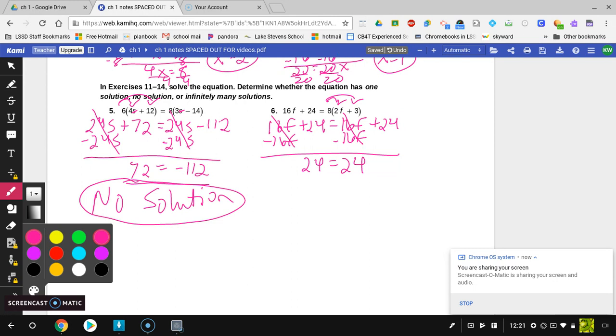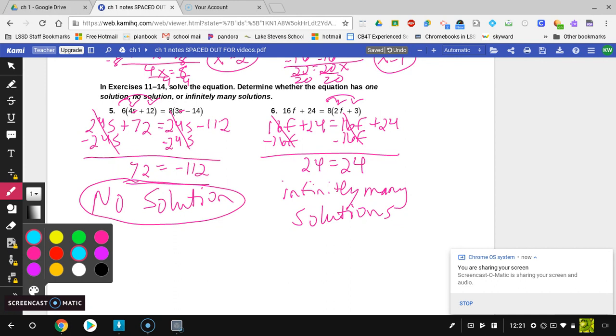However, this time 24 is in fact equal to 24. That's a true statement. If it's a true statement, then that's going to be what we call infinitely many solutions. Okay, it will always work, which means it doesn't matter what number I pick. If I plug it in for my f's, it will give me a true statement. So go ahead and try that. Pick any number, it doesn't matter.